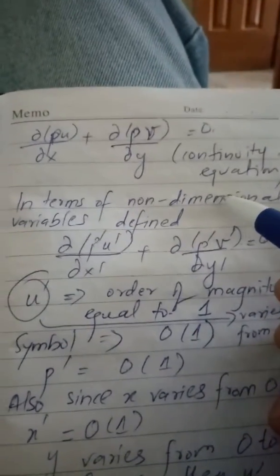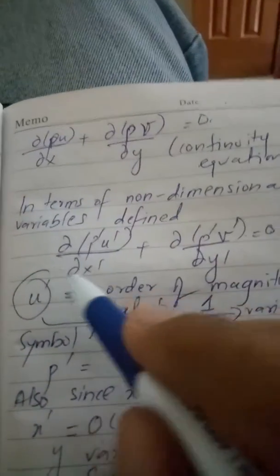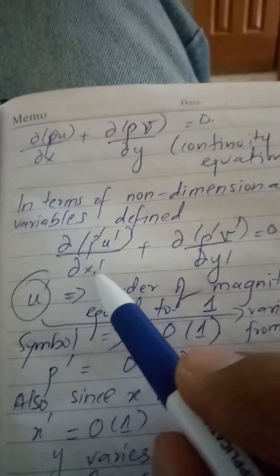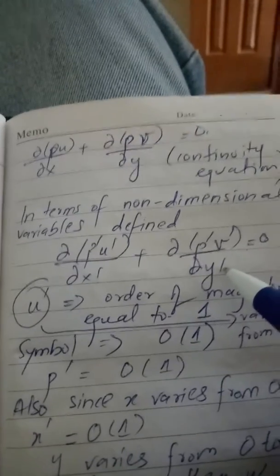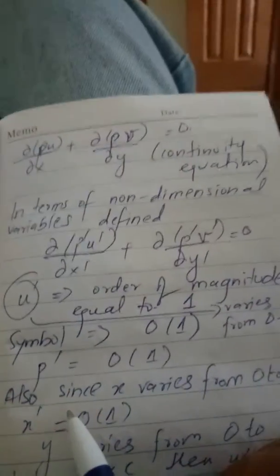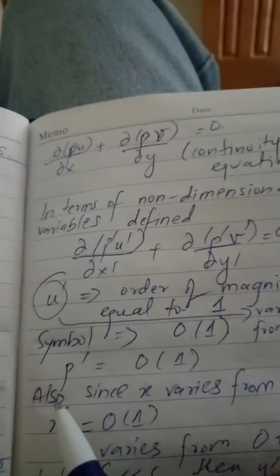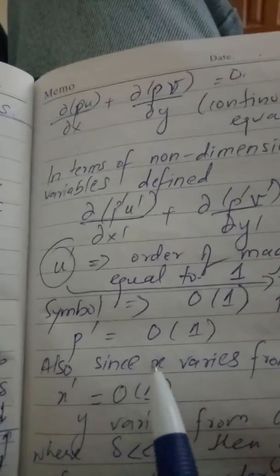So it is the continuity equation, which is equal to 0 in terms of the non-dimensionalized variables defined. That would be the derivative of u prime with respect to x prime, plus the derivative of v prime, in terms of velocity v. Adding both is equal to 0, where u prime is of order of magnitude equal to 1, and that is how you represent it: from 0 to 1. p prime is also from 0 to 1.